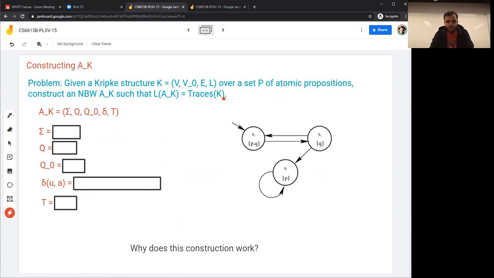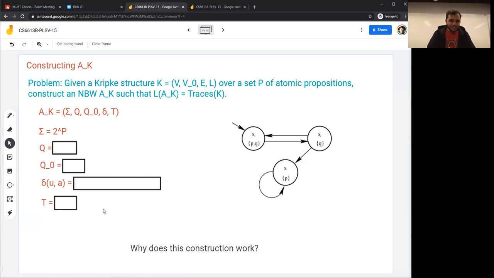So the first question is, what is the alphabet that we're going to use in our non-deterministic Büchi automata? Well, we want the language to be the set of traces of K. And in traces of K, the alphabet is what? It's 2 to the power of P. It's all the subsets of atomic propositions. So the alphabet in our automaton should also be the same. It's 2 to the power of P.